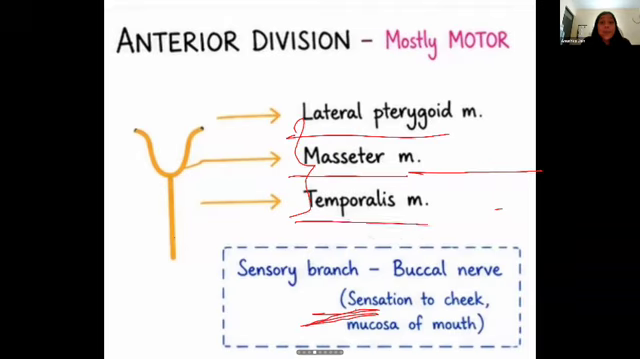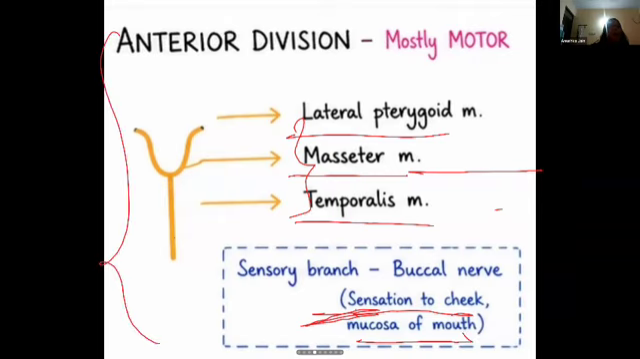Now, this makes it obvious that the anterior division is mostly motor. Now, why is it also called sensory? It is called sensory because it contains the buccal nerve. Buccal nerve carries sensation to teeth and mucosa of mouth. Okay, so this was all about the anterior division. Now let's move towards the posterior division.